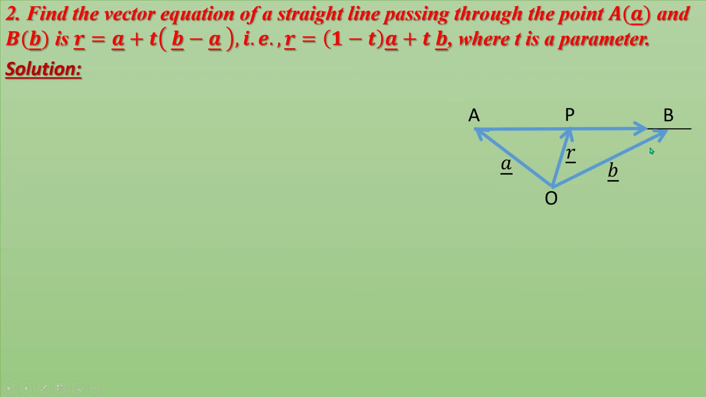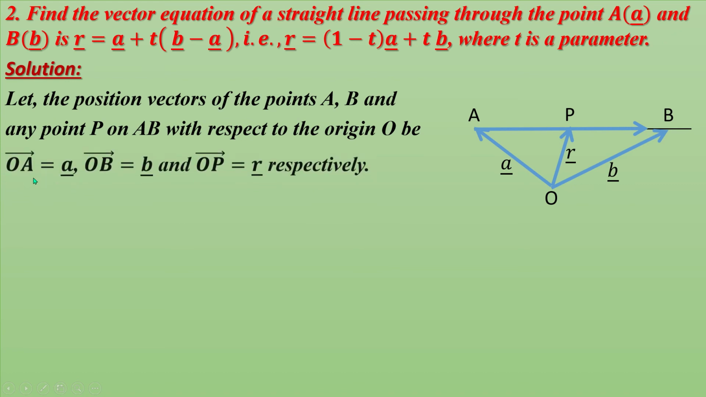What will be the position vector of the line AB? AB vector is equal to b vector minus a vector, because by applying triangle law in OAB, OB vector is equal to OA vector plus AB vector. Therefore AB vector is equal to OB vector minus OA vector. That means b vector minus a vector. So AP is equal to t into b vector minus a vector. Clear?